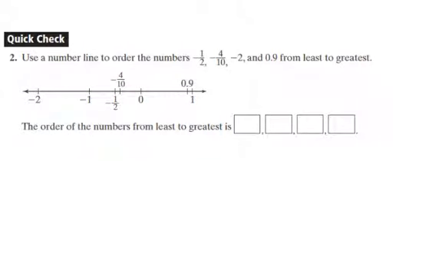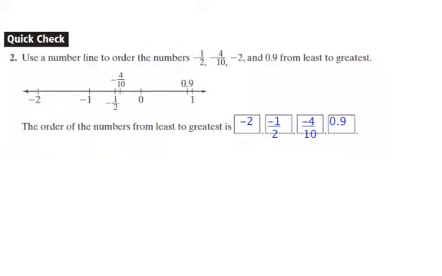Try the quick check problem number 2 on your own. You're going to use a number line to order the numbers -1/2, -4/10, -2, and 0.9. Remember, if you're not sure about what order to put them in, you can always change all the fractions into decimals. That sometimes makes it a lot easier for people to understand. Go ahead and try number 2. Pause the video, try it. When you think you know the answer, turn the video back on and check it.